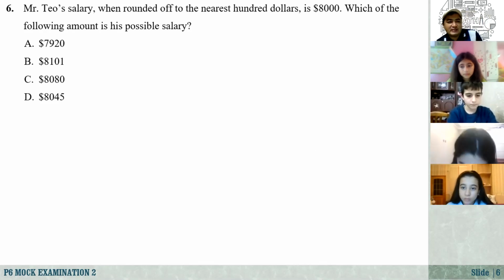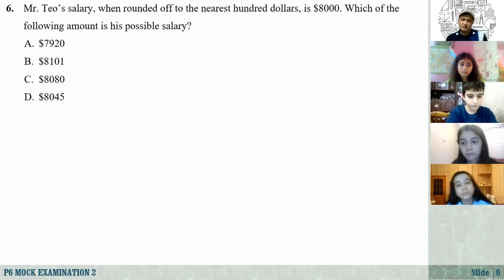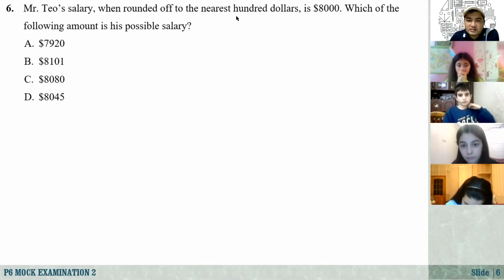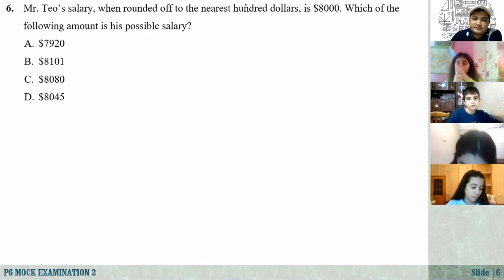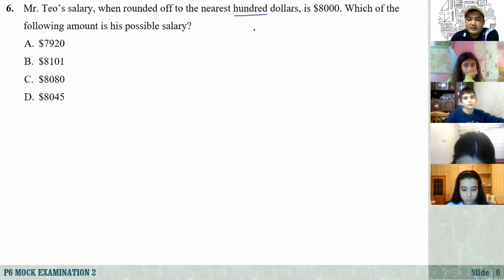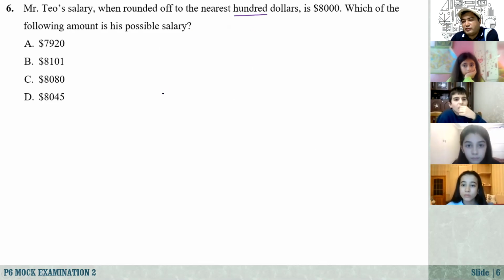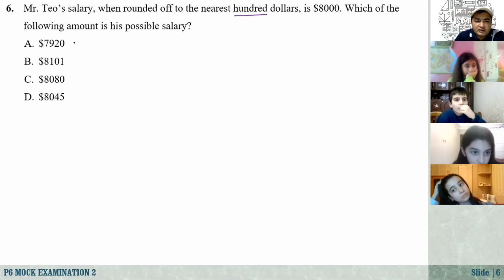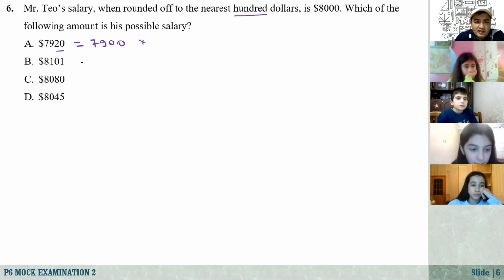It says that Mr. Theo's salary, when rounded off to the nearest $100, is $8,000, right? And it says nearest $100. Okay, so which of the following amounts is his possible salary? How do we do that? We should just round off each to the nearest $100, and we will see. Nearest $100 means the last two digits should be rounded off to zero. That is 7900. That's not the answer. How about this one?